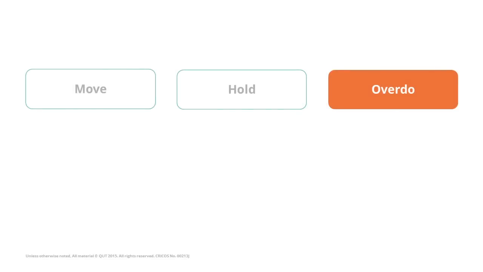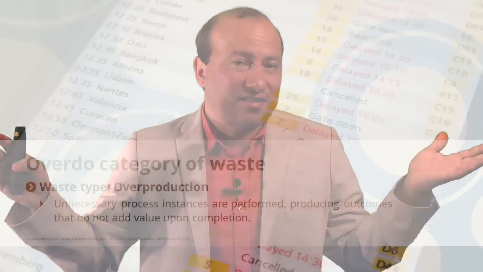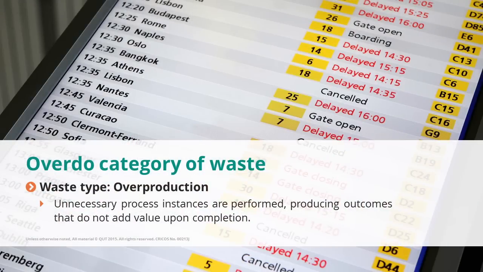Related to overprocessing, but actually quite different, is overproduction. Overprocessing had to do with certain tasks in the process being performed and later found out not to be necessary. But overproduction is rather concerned with the fact that we execute entire process instances that produce outcomes that actually do not add value upon completion.